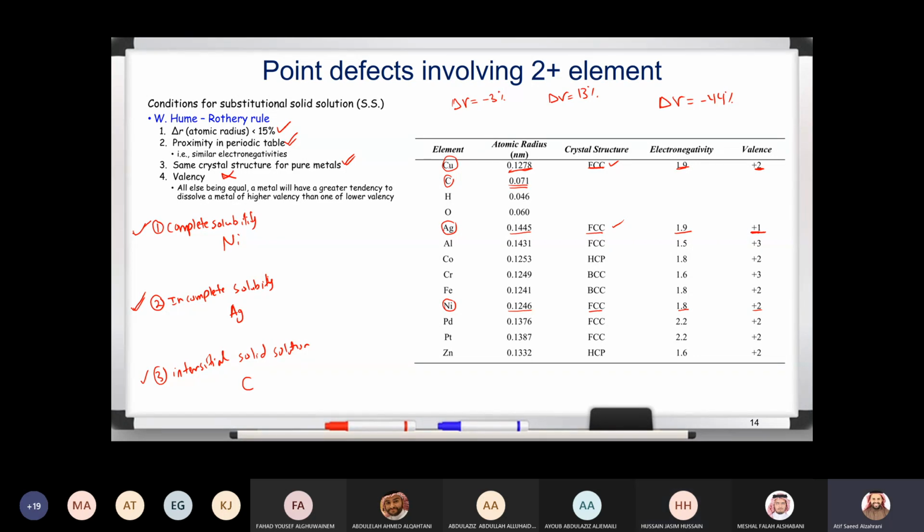Doctor, and the electronegativity, what is considered similar, what is considered dissimilar? Okay, that's really a good question. Even though there is no fixed rule for it as far as I'm concerned, if it is within plus or minus 0.2, I would consider it similar electronegativity. Okay, clear. Even though that rule is not clear, and I had the same question.